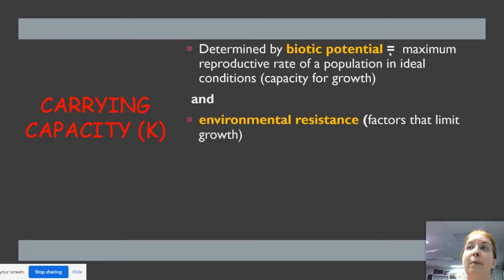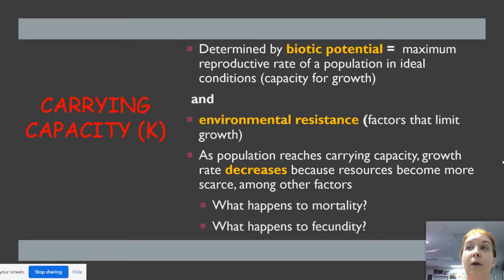So it's determined both by biotic potential and environmental resistance. So these are factors that limit the growth. So as a population reaches carrying capacity, growth rate decreases because resources become much more scarce, among other factors. So maybe food is being used up, space is being used up, available mates are being used up. So what happens to mortality, death? More things are going to die. And fewer babies are going to be born, because as critters see, hey, there's less space, there's fewer resources, I'm going to make fewer babies to respond to that.